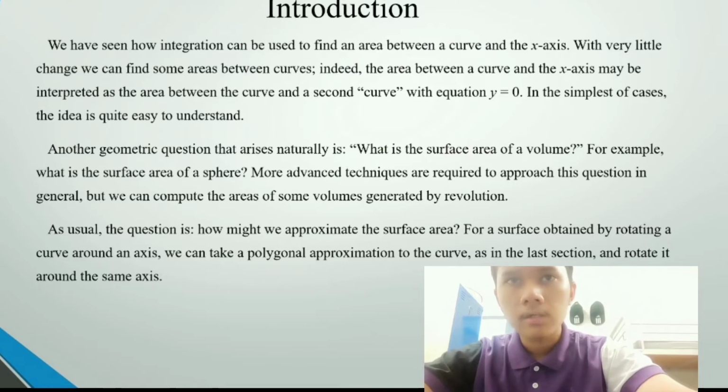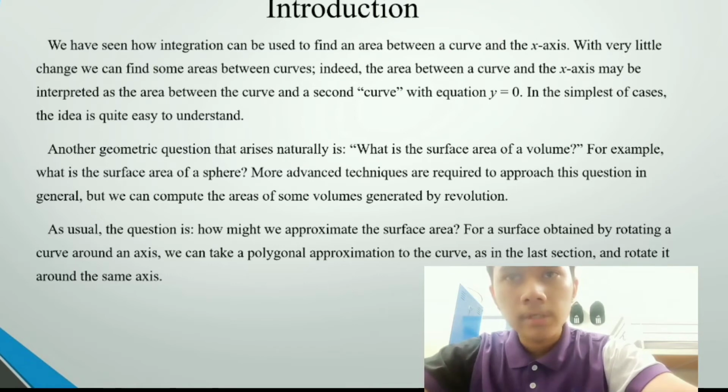So for the introduction, we have seen how integration can be used to find an area between a curve and the x-axis. With very little change, we can find some areas between curves. Indeed, the area between a curve and the x-axis may be interpreted as the area between the curve and a second curve with equation y equals 0. In the simplest of cases, the idea is quite easy to understand.